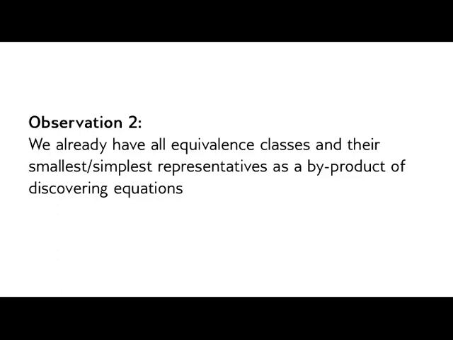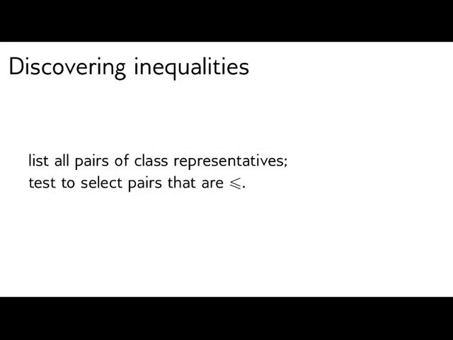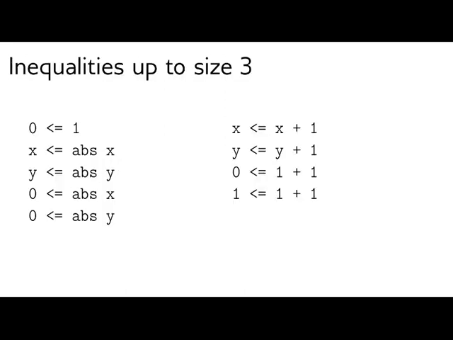And observation 2 is we already have all equivalence classes, and their smallest and simplest representatives, as a byproduct of discovering equations. So to discover inequalities, what do we do? We list all pairs of class representatives. It's quadratic in the number of equivalence classes. And we test to select pairs that are less than or equal to. And those are the inequalities we discover up to size 3.